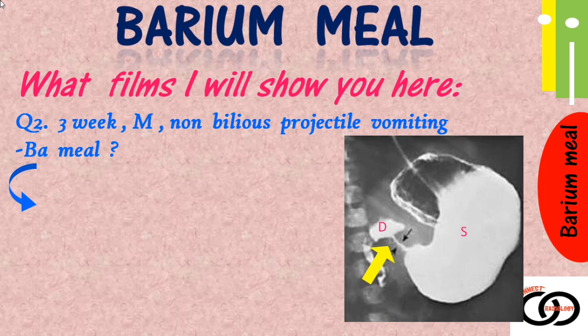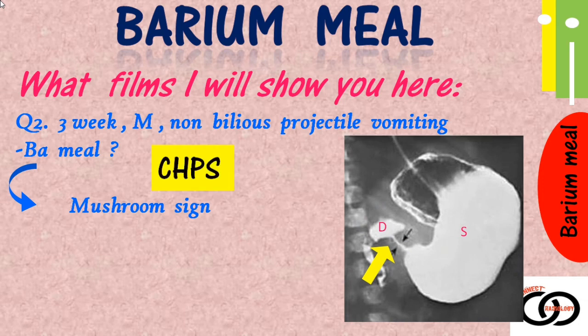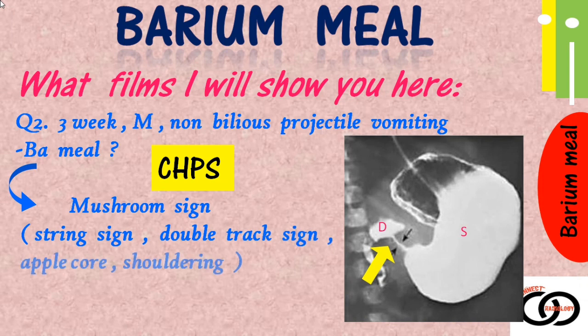Can you appreciate the narrowing? Can you also appreciate the altered shape of the duodenum? This looks like mushroom and this is known as the mushroom sign. Guys, we are dealing with, yes, that's CHPS, congenital hypertrophic pyloric stenosis. Other named signs that you should remember are the string sign, beak sign, double track sign, apple core sign, and the shouldering sign.